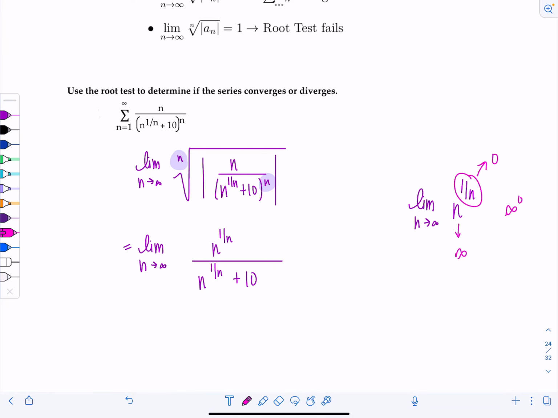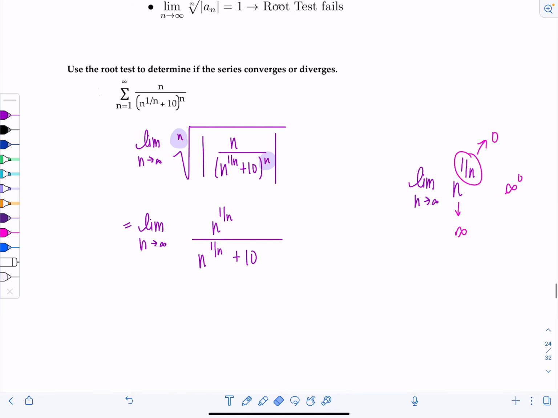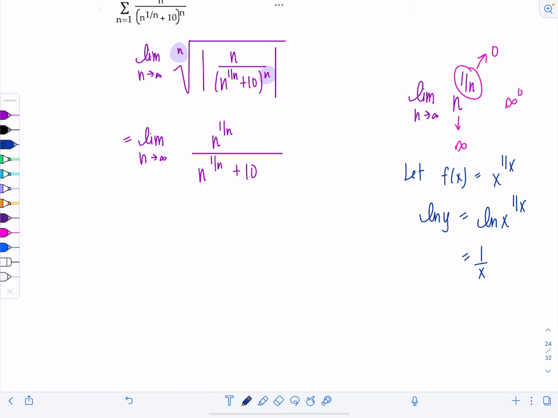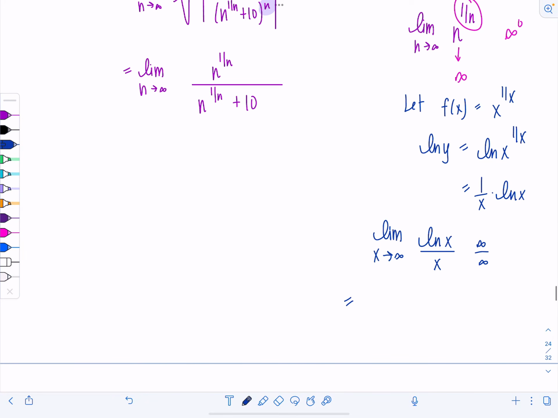So we have to do L'Hopital's rule. But we only can use L'Hopital's rule on functions that are differentiable. Oh me, oh my. And we have a sequence n to the 1 over n. That is not differentiable. So you let f of x, or y, be x to the 1 over x. Then ln of y equals ln of x to the 1 over x, which equals 1 over x times ln of x. And then now the limit as x goes to infinity of ln of x times 1 over x is the same as ln of x over x, right? That's infinity over infinity. So we can use L'Hopital's rule.